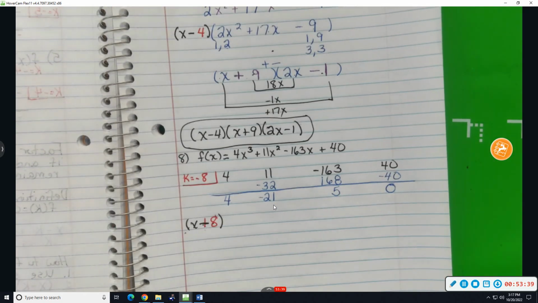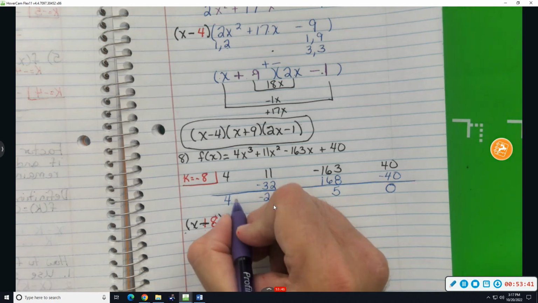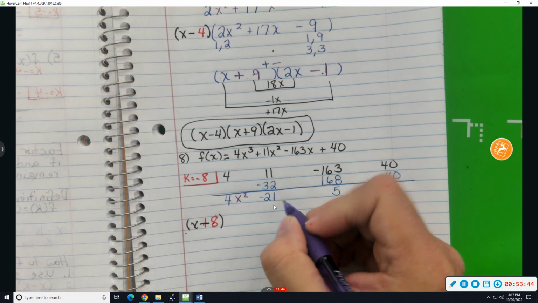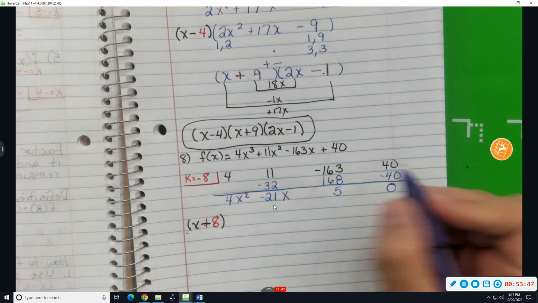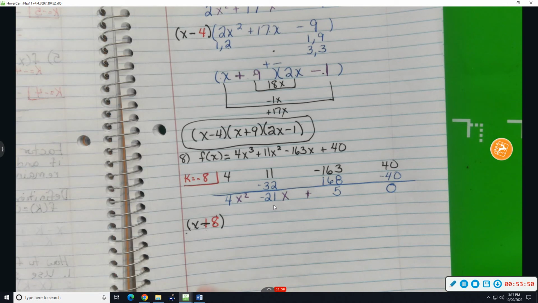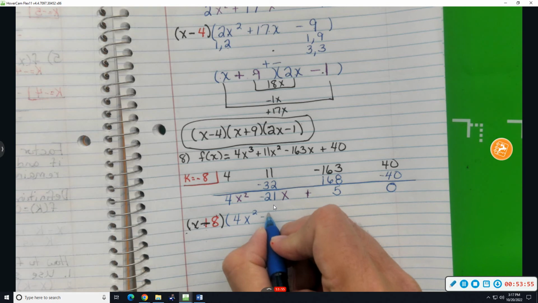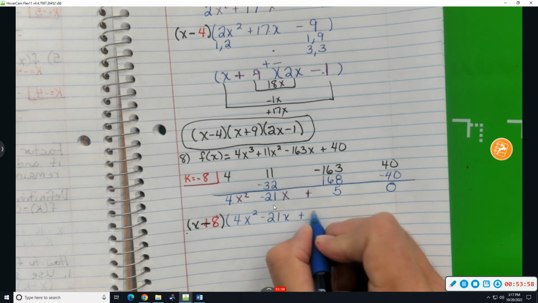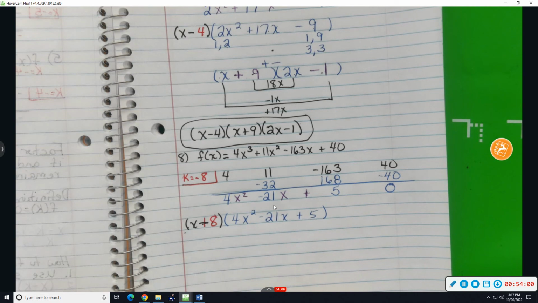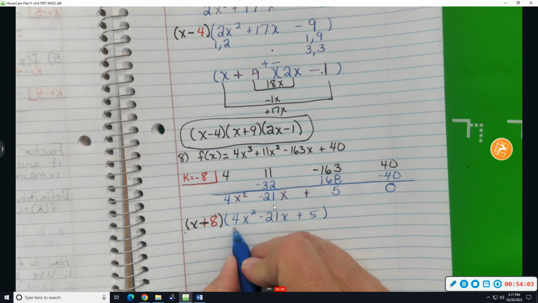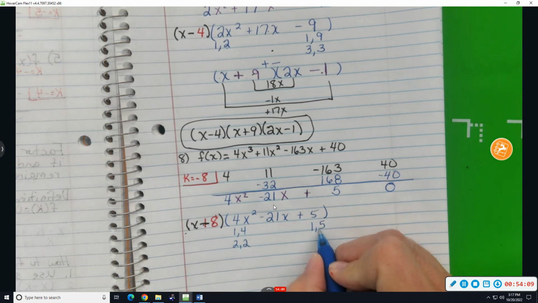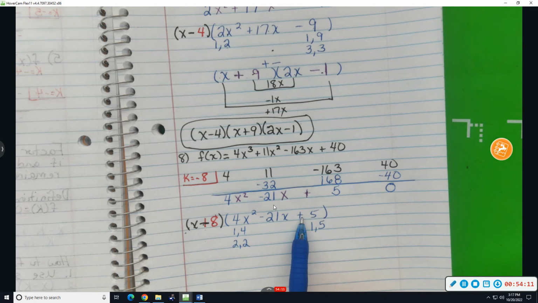And what's that quotient? 4x squared minus 21x plus 5. So here's the thing I'm going to have to factor with trial and error: 4x squared minus 21x plus 5. Because the last term is positive, both signs are going to be negative. The second sign here is plus, so two of the first sign. Do you remember doing this factoring stuff?